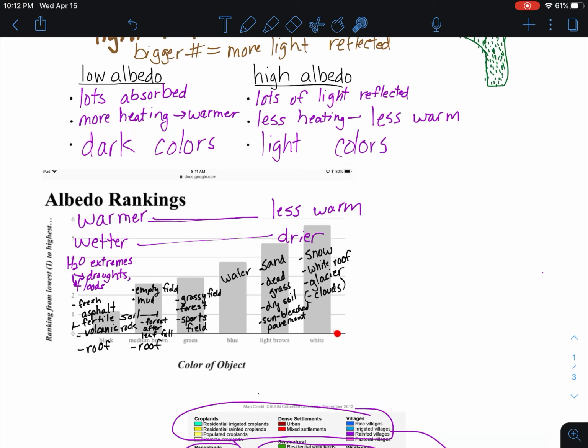Then we have a white surface, like snow or a white roof, glaciers and clouds. Those have a very high albedo. They reflect a lot of the light. So these things are less warm.